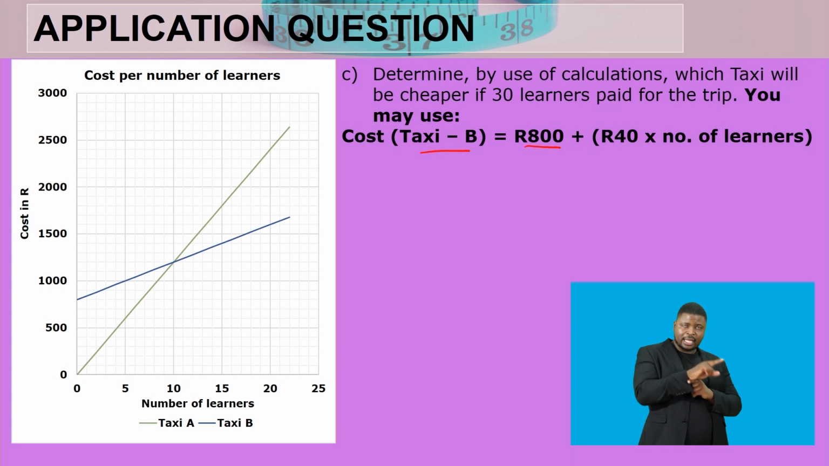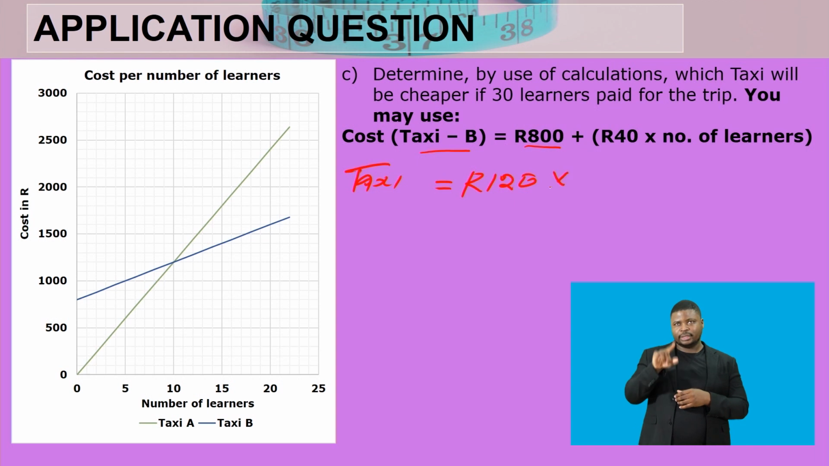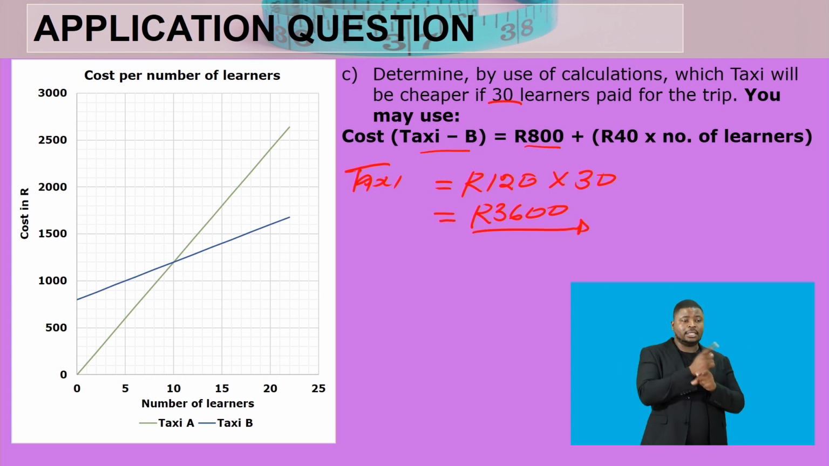Remember, for taxi A, we calculate the cost per learner. Each learner will be charged 120. So we multiply 120 by the number of learners, which is 30. Then what do we get for taxi A? Let's punch our calculators. 120 times 30 gives us 3,600. This is for taxi A.